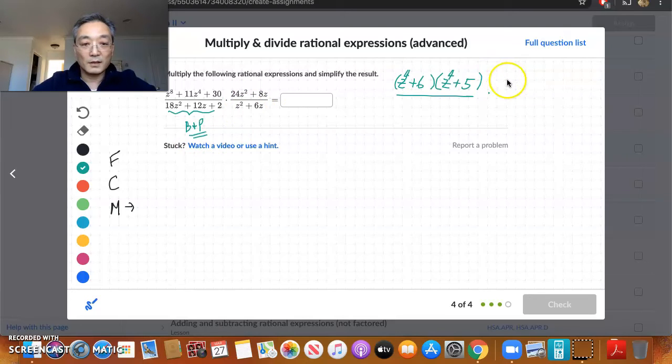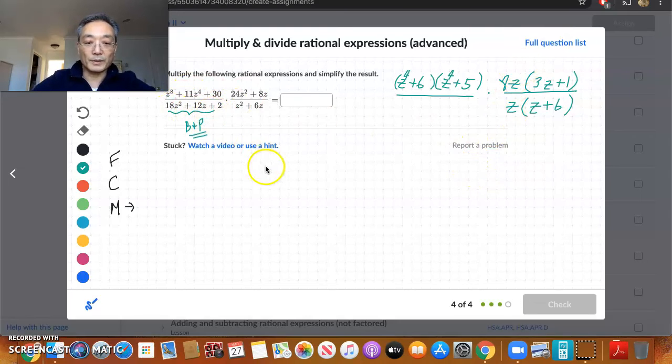Times. Again, always look for GCF. There is a GCF up here. So it looks like it's going to be 8z. If I factor that out, it's going to leave me with 3z plus 1. Okay, over, and again GCF, take out a z, leaves me with z plus 6. Okay, guys?